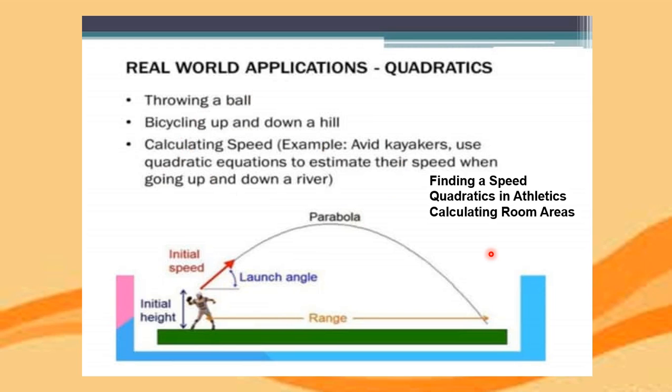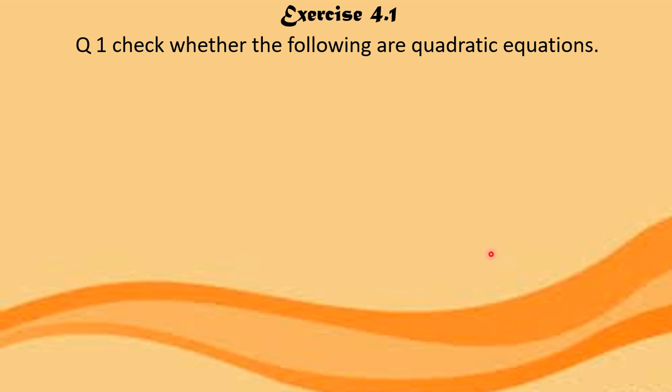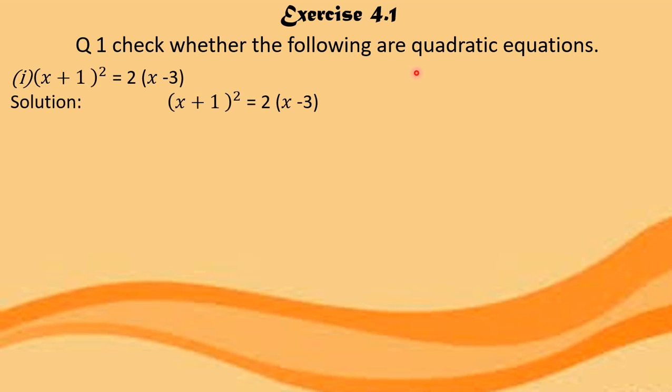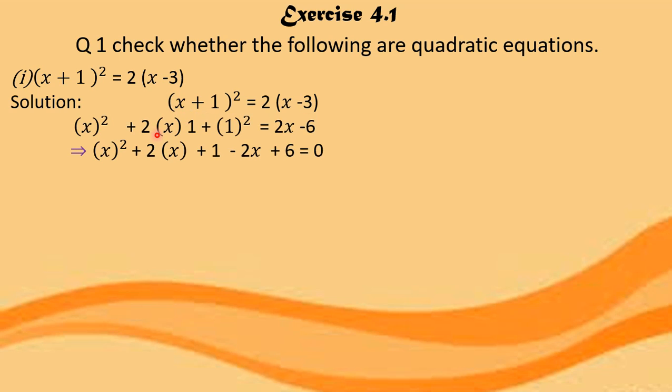So let us start Exercise 4.1. Check whether the following are quadratic equations. So how can we find whether the given equations are quadratic or not? It's very simple. If it is given (x plus 1) whole square is equal to 2 into (x minus 3), the left hand side is in the form of the (a plus b) whole square identity. So open it: a square plus b square plus 2ab, that means x square plus 2 into x into 1 plus 1 square, is equal to the right hand side, 2 multiplied, and this becomes 2x minus 6.